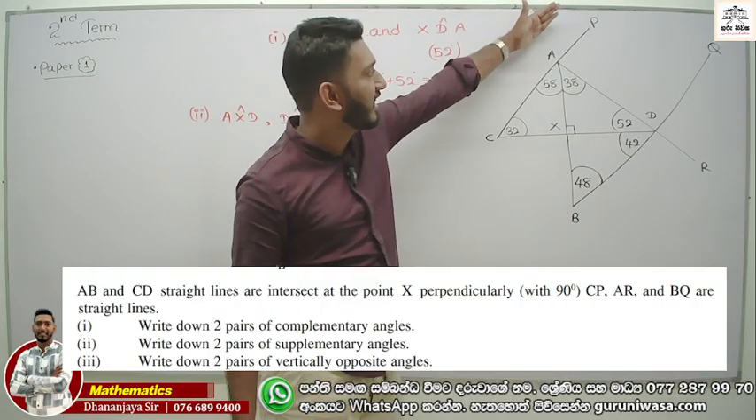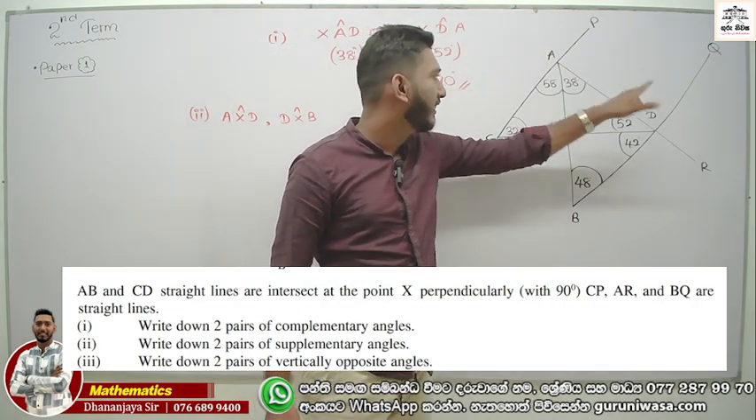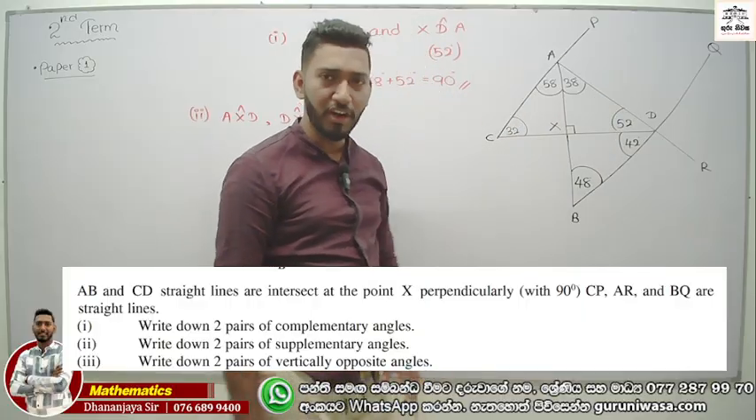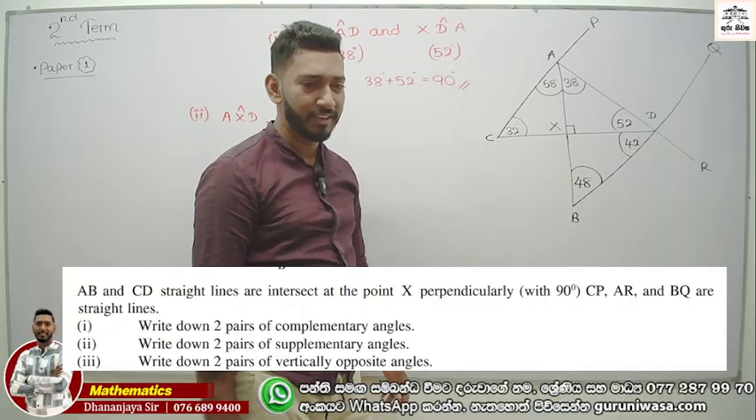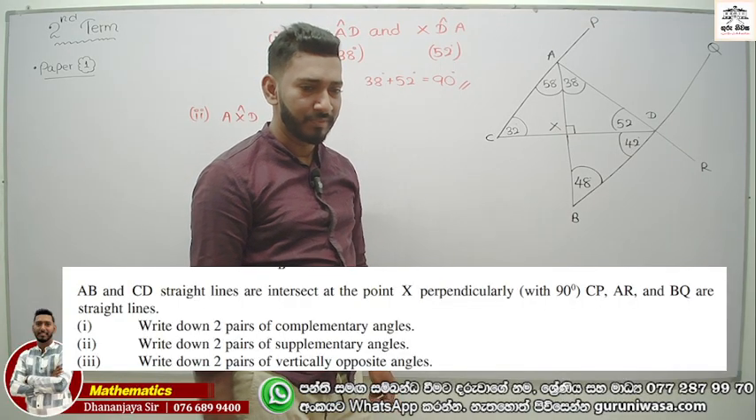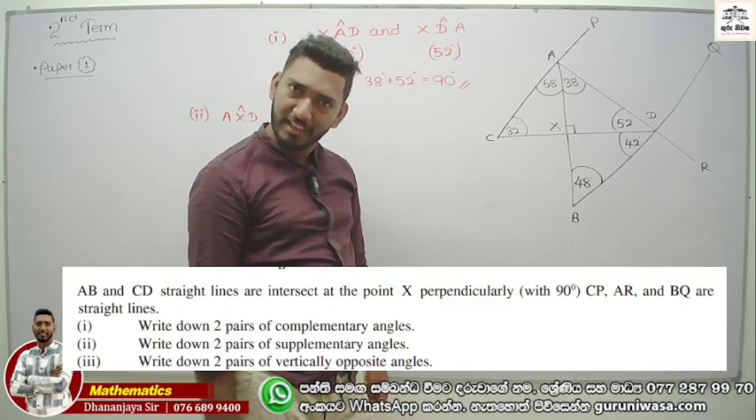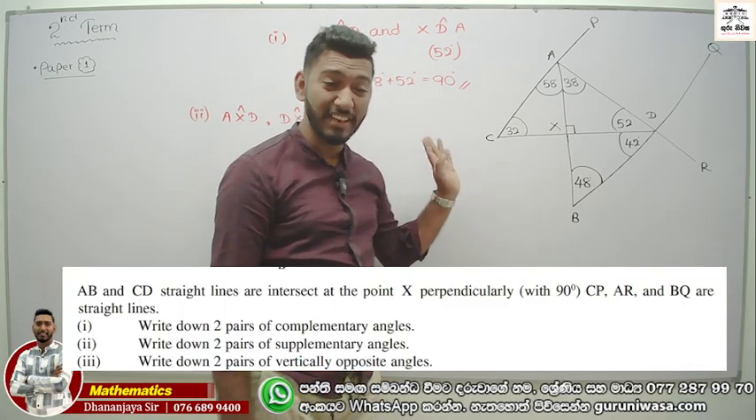Look at this straight line. PAD, DAC. Straight lines. Because AB and CD are straight lines, and CP, AR and BQ are also straight lines. Right.